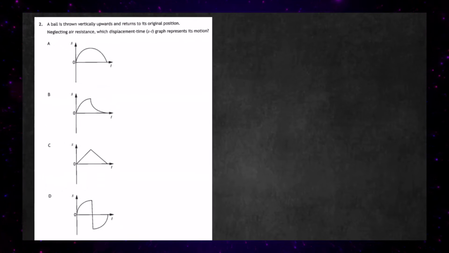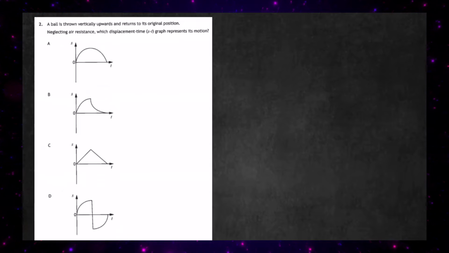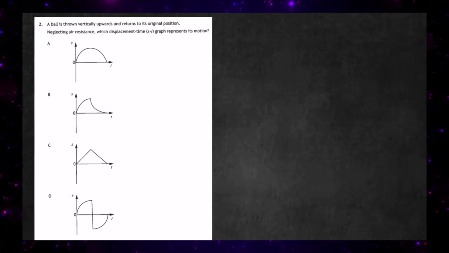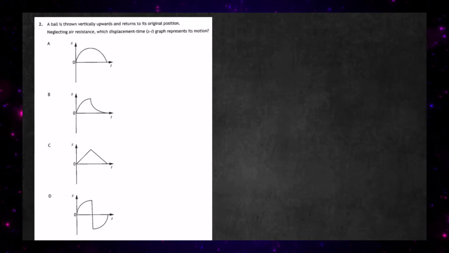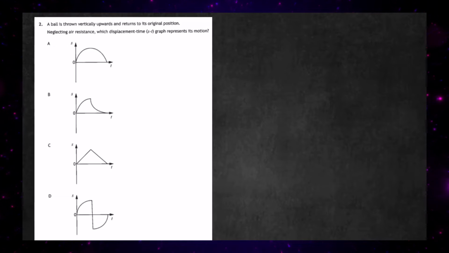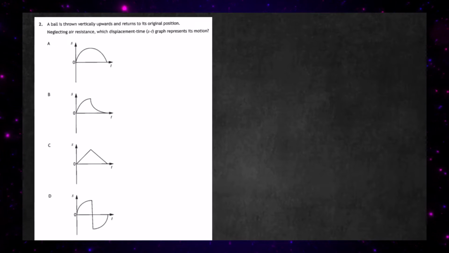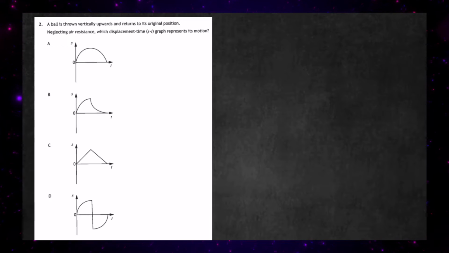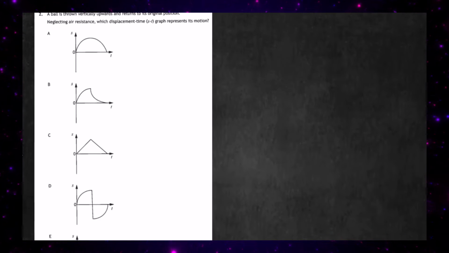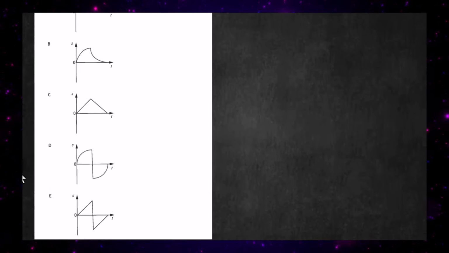Question 2 from the 2024 Higher Physics examination. A ball is thrown vertically upwards and returns to its original position. Neglecting air resistance, which displacement time graph represents its motion? And you can see we've got a full lot of graphs there. We've got the first one A, B, C, D and E.